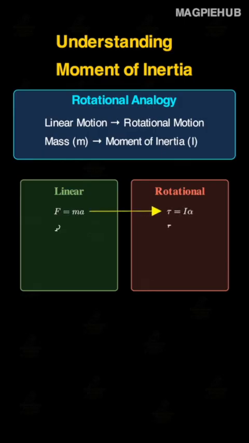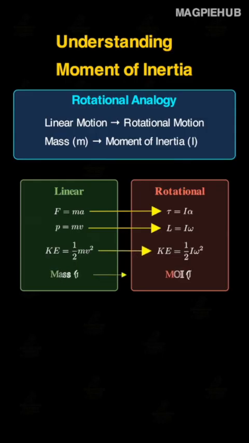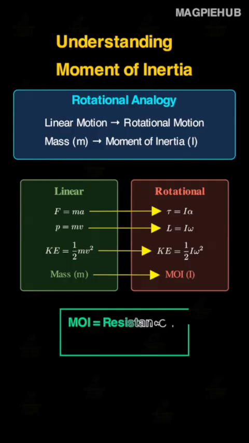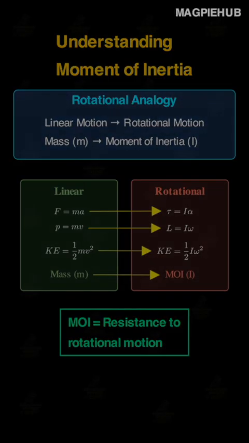Look at this beautiful analogy. F equals ma becomes tau equals I alpha. P equals mv becomes L equals I omega. Kinetic energy 1/2 mv squared becomes 1/2 I omega squared. Mass m corresponds to moment of inertia I. This is why we call moment of inertia the rotational mass.